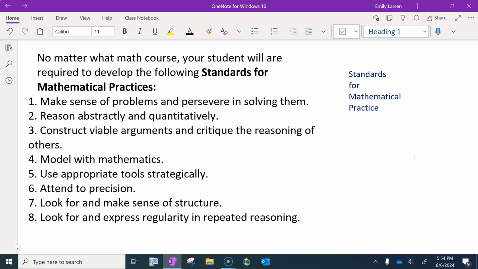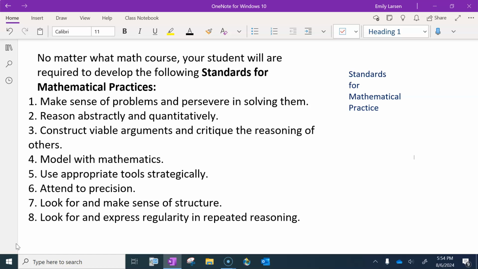Can they use, for example, a calculator to speed up a process that they might already know how to do, rather than use the calculator to eliminate thinking? Attend to precision. Number 6 is where they are attending to exactness. So this is like the opposite of estimating, being precise.